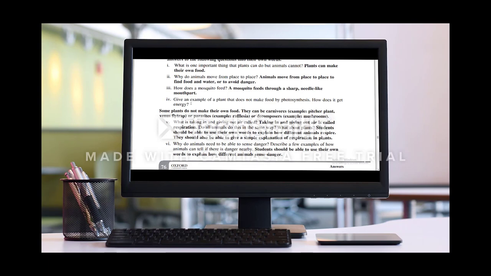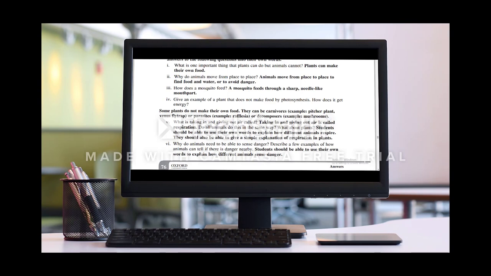Give an example of a plant that does not make food by photosynthesis. How does it get energy? Some plants do not make their food. They can be carnivores, for example pitcher plant, Venus flytrap, and parasites, for example Rafflesia. Decomposers, for example mushroom. So these cannot prepare their own food.